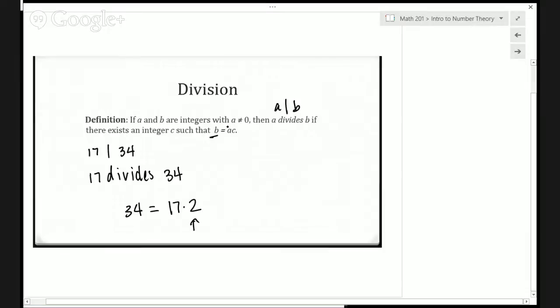I think this definition is a little bit tricky to understand. I like to think about it like 34 divided by 17. It's the same idea, but I like to think about it like that if I'm trying to test divisibility. And just keep in mind that order is important. 34 does not divide 17. And then there's that distinction of the notation between division and divides.